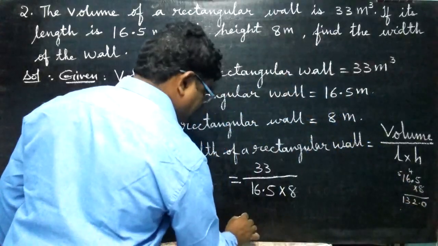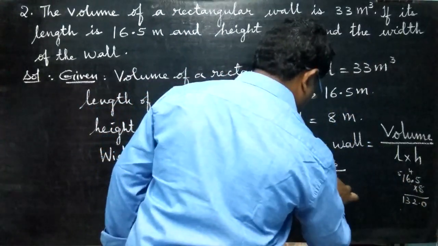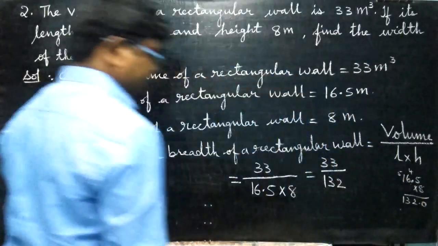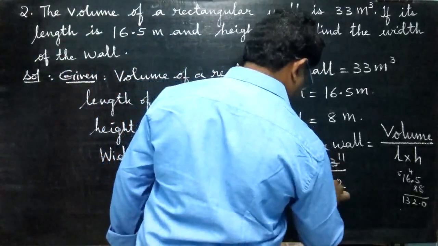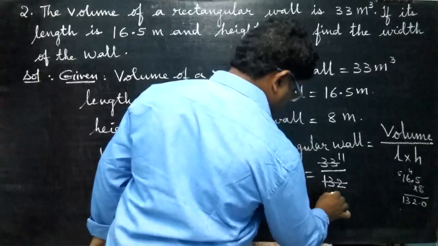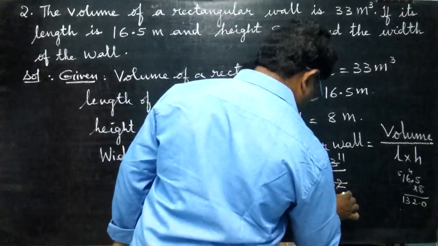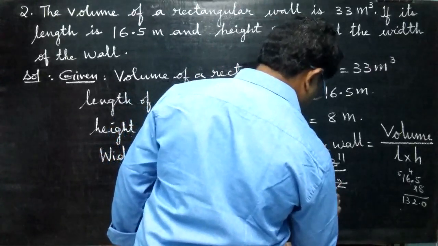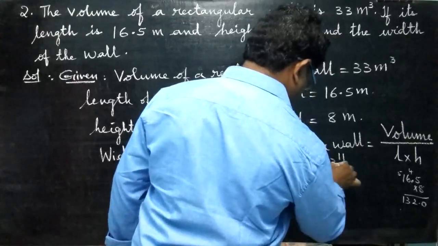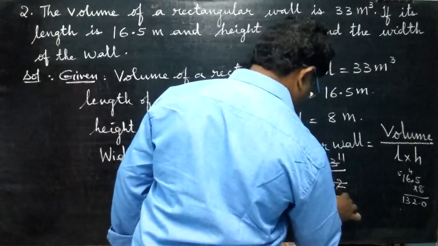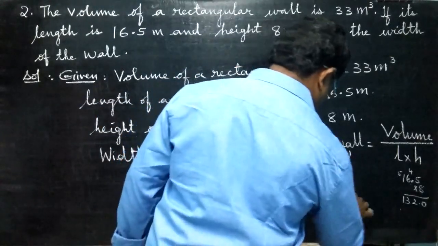How much we got? 33 by 132. Cancel, 3 table. 3 goes 11 times, 3 goes 6 times. 3 fours are 12. 3 11s are 33. 11 fours are 44.